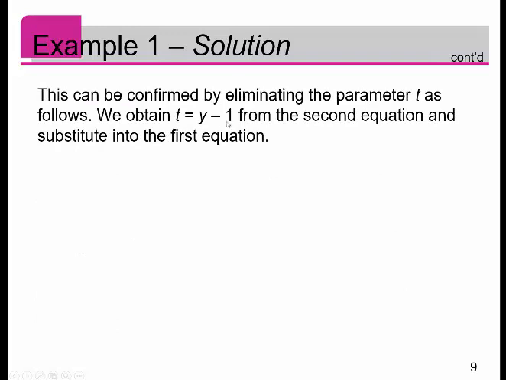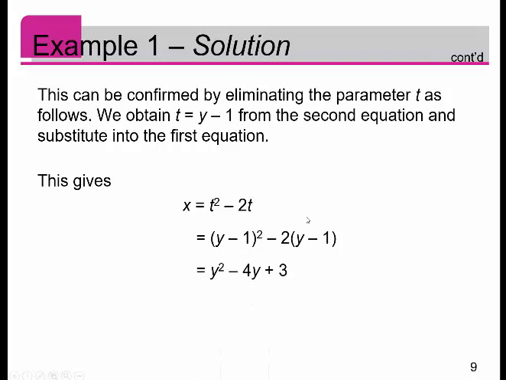And what I'm going to do is plug that into the first equation. All right, so here's our first equation: x is equal to t squared minus 2t. Well, I know that t is equal to y minus 1. So wherever I see a t, I'm just going to plug it right in like this. I'm going to FOIL this out, distribute, and then simplify, and this is what I get.